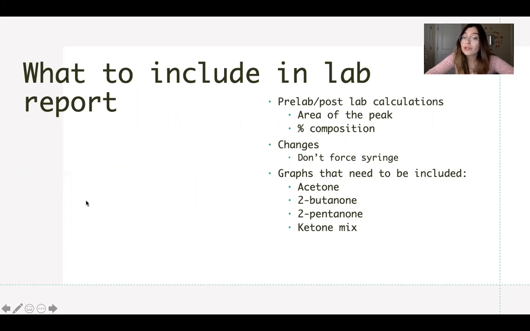For your pre-lab, post-lab calculations, area of the peak and percent composition, this is going to be coming from your GC spectra. Your changes: do not force the syringe. This is going to account for your fractional distillation lab next week. So make sure that when you are putting it into the GC, you do not force the syringe. They're very expensive and they're very delicate. Graphs that need to be included: acetone, butanone, pentanone, and a ketone mix.